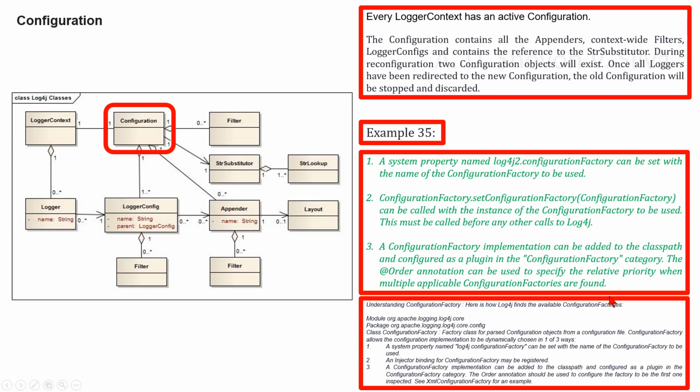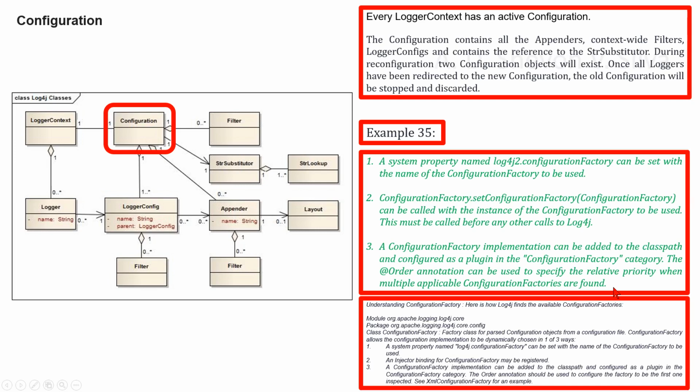Here is how Log4j finds available configuration factories. A system property named log4j2.configurationFactory can be set with the name of the configuration factory to be used. ConfigurationFactory.setConfigurationFactory can be called with the instance of the configuration factory to be used. This must be called before any other calls to Log4j. Three, a configuration factory implementation can be added to the class path and configured as a plugin in the ConfigurationFactory category. The @Order annotation can be used to specify the relative priority when multiple applicable configuration factories are found.